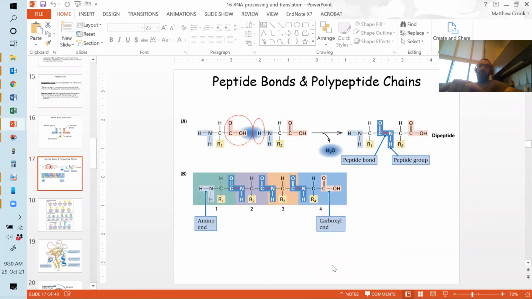So essentially, amino acids are added together to make polypeptides, in the same way as you add nucleotides onto a growing DNA or RNA chain.